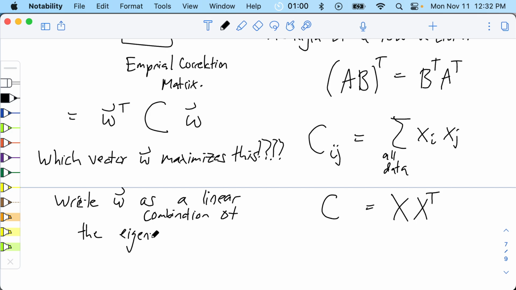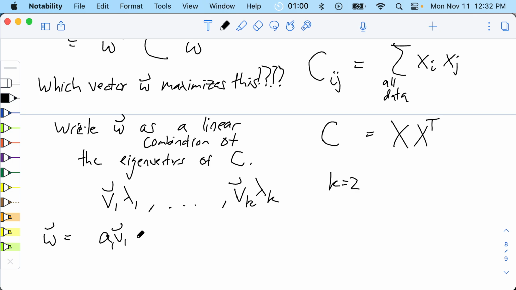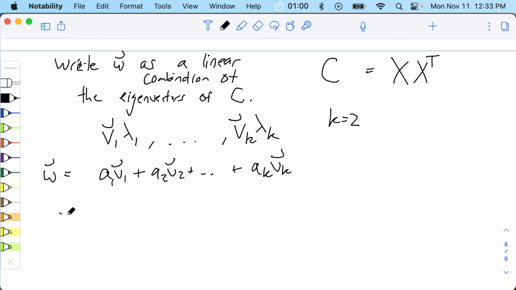That's what we're going to do. So C, we're going to say it has eigenvectors v1 with eigenvalue lambda 1 all the way up to vk with eigenvalue lambda k. In this case, k equals 2. But W is some linear combination of these. So W equals A1 times v1 plus A2 times v2 plus dot dot dot plus AK times vk. So what is W transpose C times W?